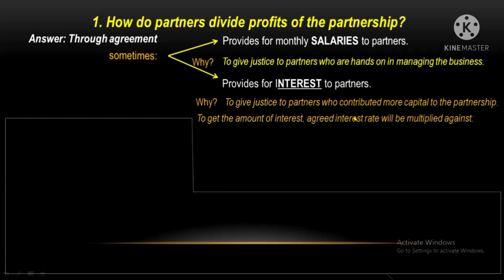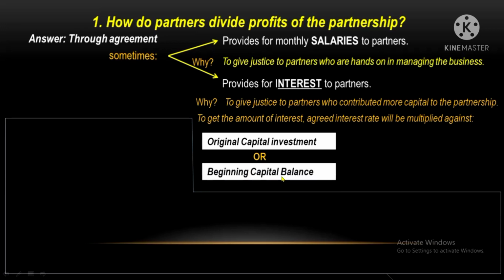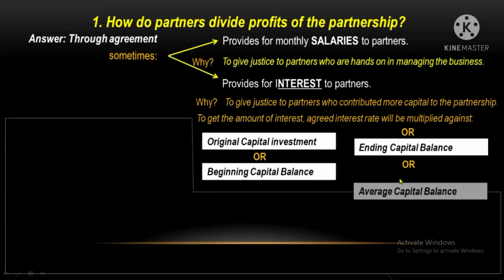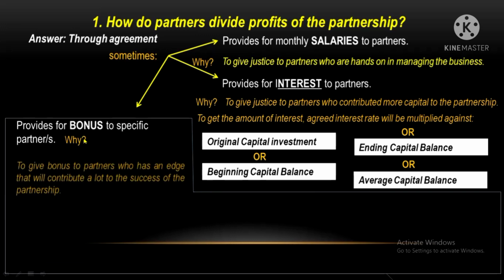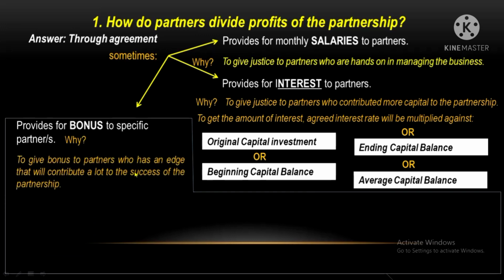So, to get the amount of interest, the agreed interest rate shall be multiplied with capital contribution or balance of the partners. The capital balance can be the original capital investment, or it can be the beginning capital balance, or the ending capital balance, or the average capital balance of the partners. So, the division of profit agreement aside from interest may also provide bonuses to partner or specific partners who have an edge that will contribute a lot to the success of the partnership.